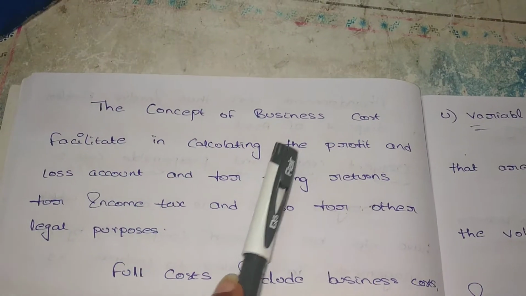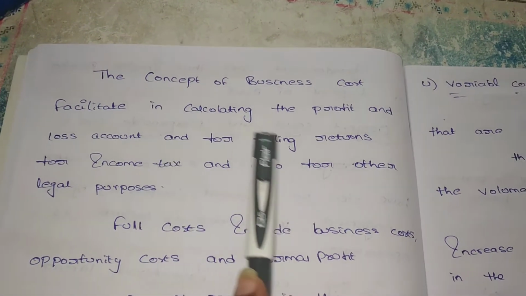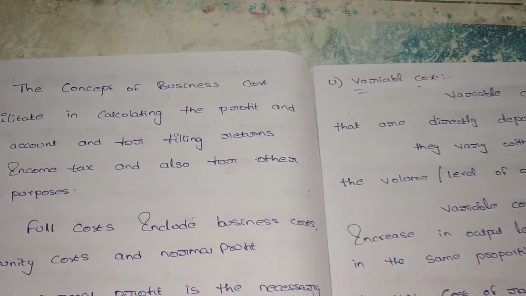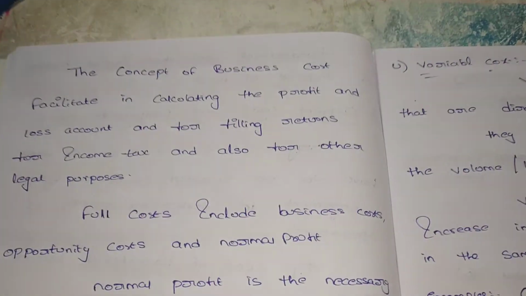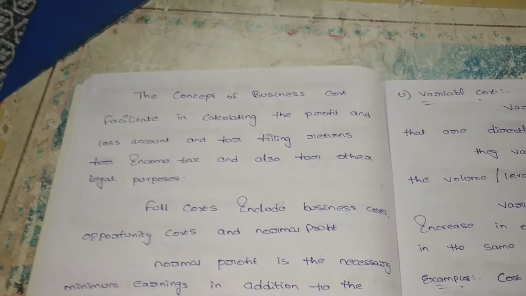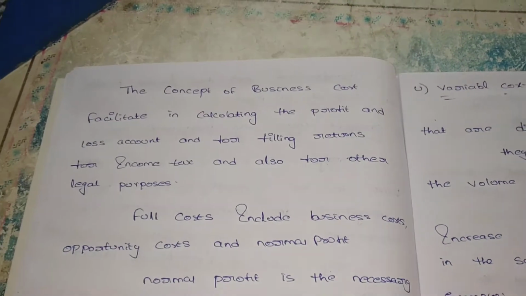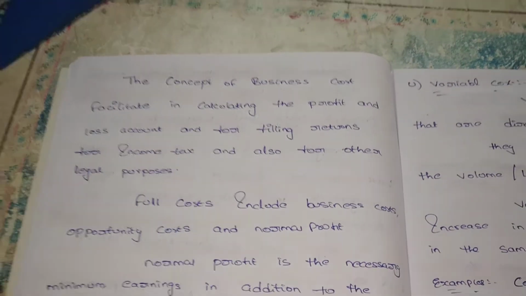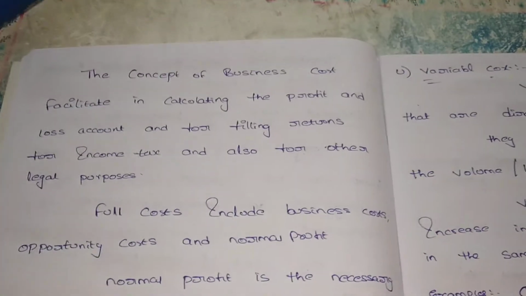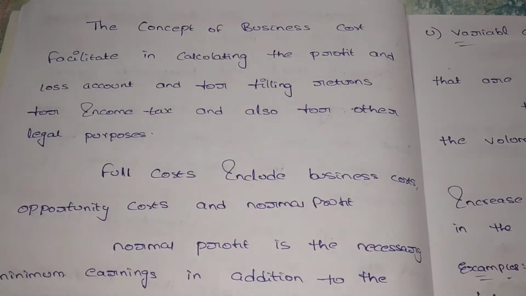The concept of business cost facilitates calculating the profit and loss account and filing returns of income tax and also other legal purposes. Business cost is useful at the time of preparing the profit and loss account, when we have to find out the profit. We have to estimate how much cost we have incurred for the production of the products. We also require this cost at the time of filing income tax returns, to know how much income tax we have to pay. Income tax is paid on the basis of profits only, so business cost is very useful in the organization.